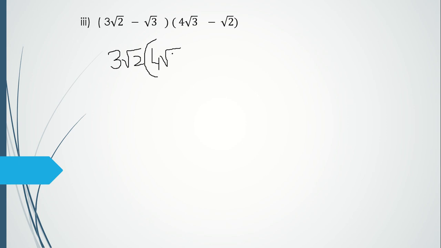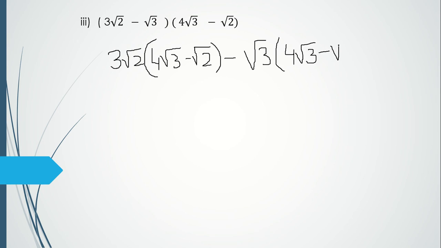4 root 3 minus root 2. Close. Then this minus root 3 we will multiply with the second whole bracket, 4 root 3 minus root 2.